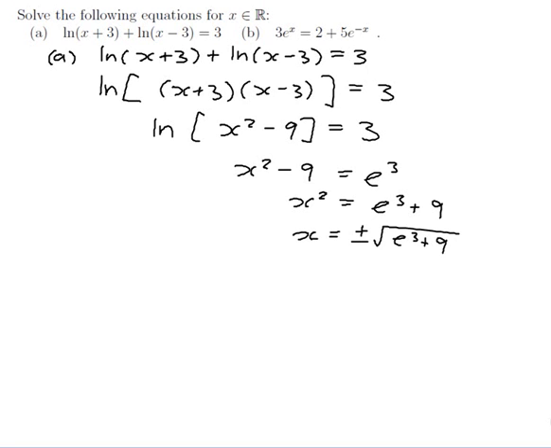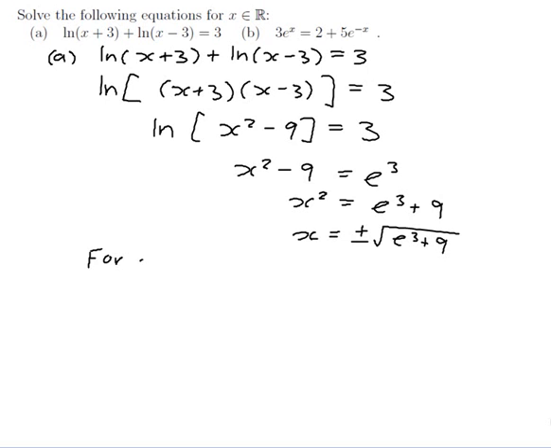Now I should just check if both of those possible answers actually can fit back into the original equation, because I know that sometimes when you do these log equations you get extra answers that aren't actually real. So what x's would be okay to put into the original equation? Well, I can't do log of 0 or a negative number, so that means that for the first ln of x + 3, x + 3 has to be more than 0.